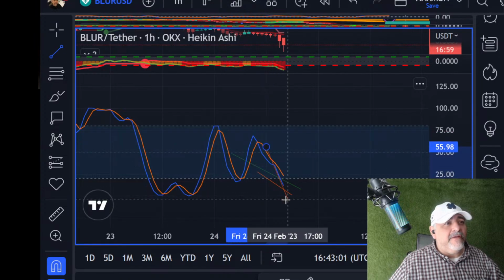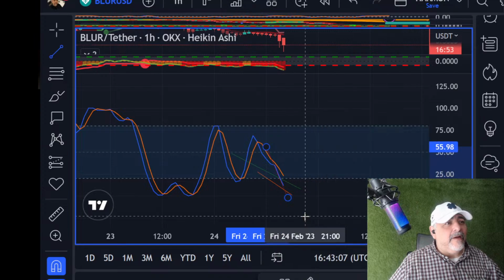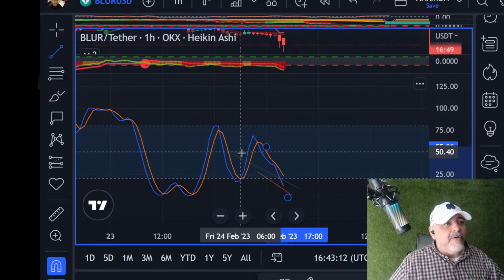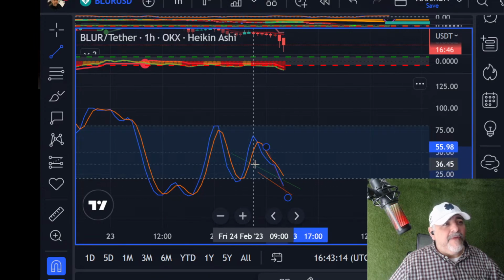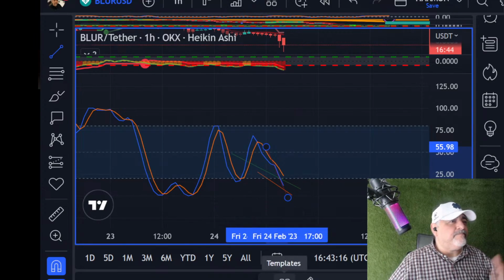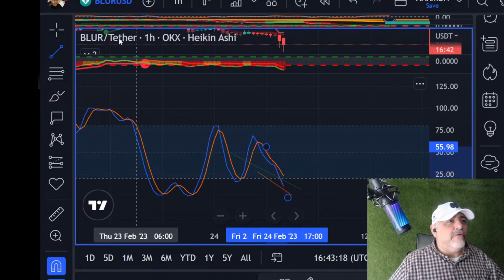Let me get right here. This is my 1-hour, and the 1-hour is red, right? So there we go. Right now, there's my 1-hour, here's my 2-hour, here's my 4-hour. Currently on Blur, we still have a downward movement. So Blur is a downward position.